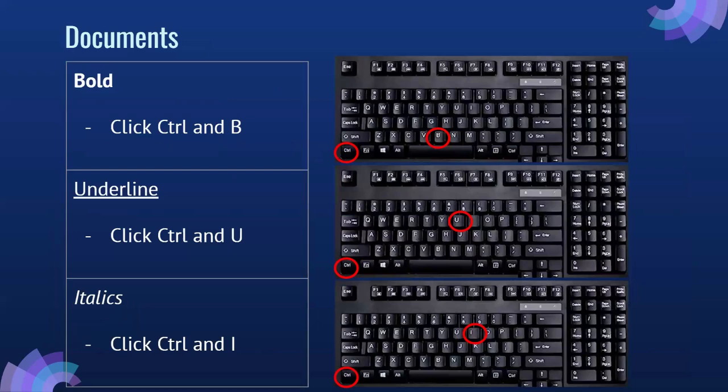We have some document shortcuts that are really useful. That's going to be bold, which is Control and B. Underline is Control and U. Italics is Control and I. These are all super useful because searching through menus in programs like Word and Google Docs can get time consuming.